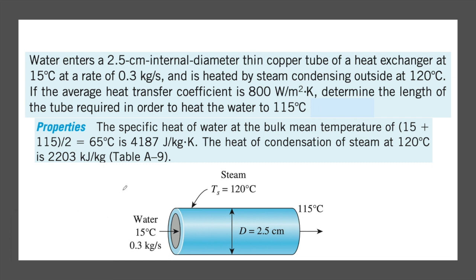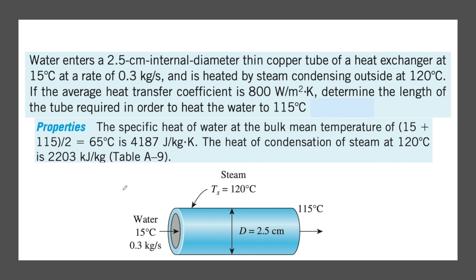by steam condensing outside at 120 degrees Celsius. If the average heat transfer coefficient is 800 watt per meter square Kelvin, determine the length of the tube required in order to heat the water to 115 degrees Celsius.